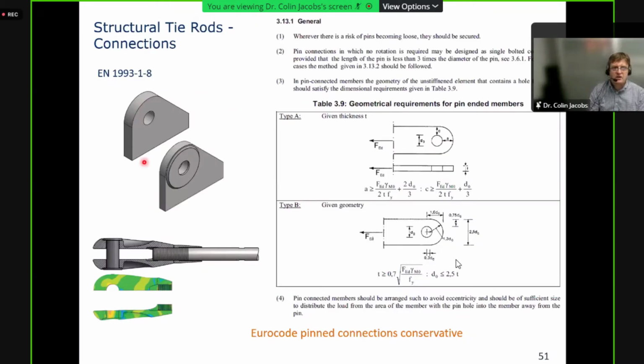If you're looking at connections, I couldn't find much detailed information in the Indian codes, but the Eurocode gives quite detailed guidance as to how to connect these. It's a very simple connection, whether you know the thickness of your plate or whether you've got geometry. It gives you standard dimensions you can work to. However, it is quite conservative, and so we do sometimes use our own methodology based on type testing and FEA analysis.